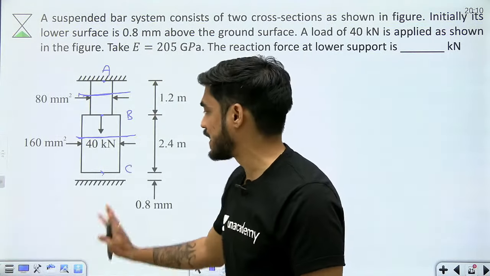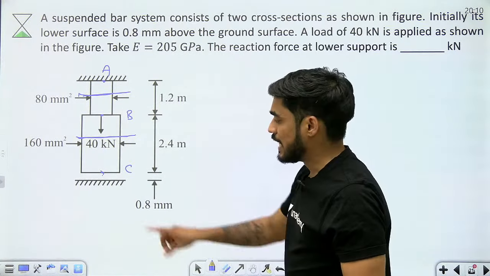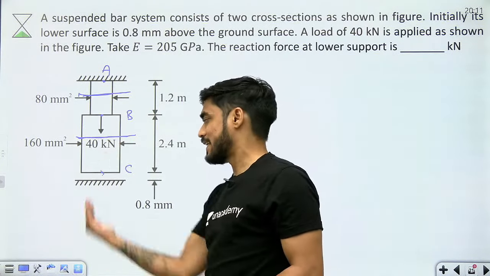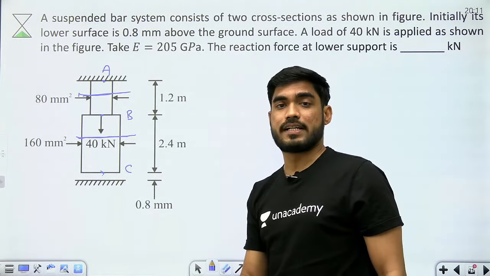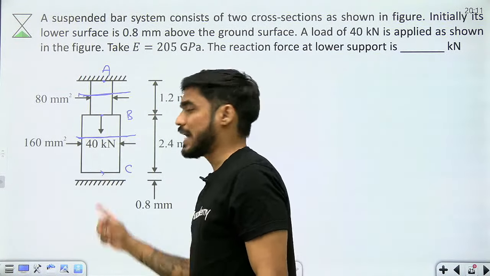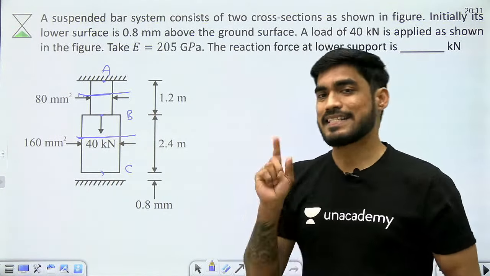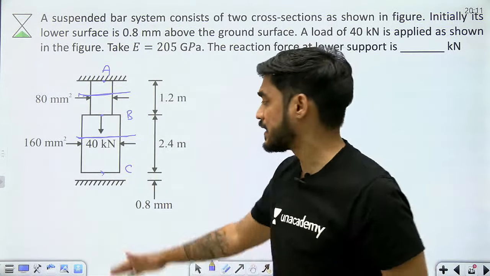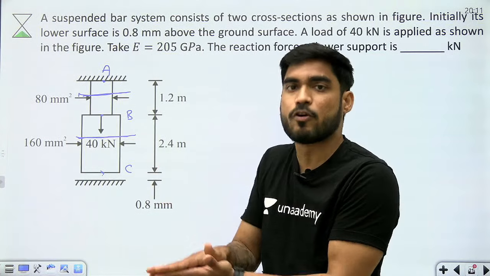Understand, when do you get the reaction force from here? When C will try to move more than 0.8 mm. अगर ये C 0.8 mm से ज्यादा मूव करने की कोशिश करेगा, तब जाके यहां से रिएक्शन आना चालू होगा. If this C moves equal to 0.8 or less than 0.8, there will be no reaction from the ground. There will be no reaction at C until and unless C moves more than 0.8. If it moves equal to 0.8, still there will be no reaction, because C will just touch the ground.